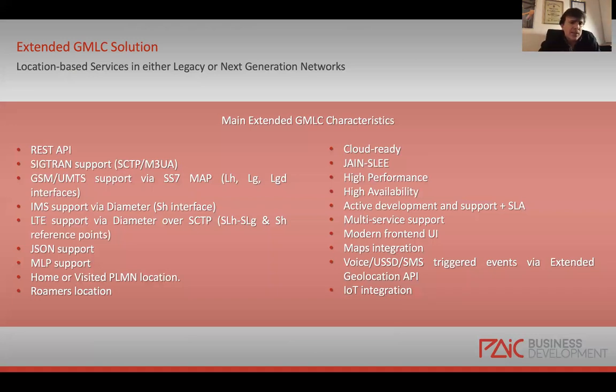So the main characteristics of the extended GMLC comprise a REST API, SIGTRAN support, SS7 MAP support, of course, a Diameter over SCTP support for SLh, SLg, and Sh reference points. This is to retrieve location information from an LTE network. JSON support, NLP support, home or visited PLMN location. We can gather roamer's location. So if the target is roaming, we can retrieve the location from the roaming network if there's a roaming agreement, of course, between the PLMNs.